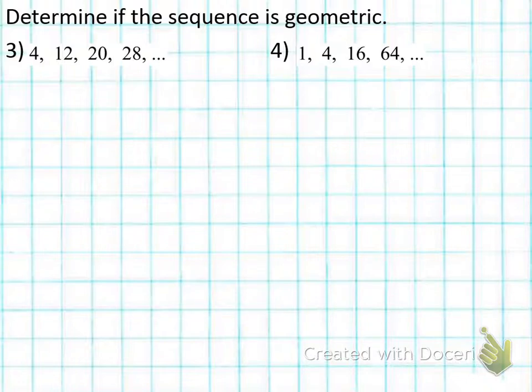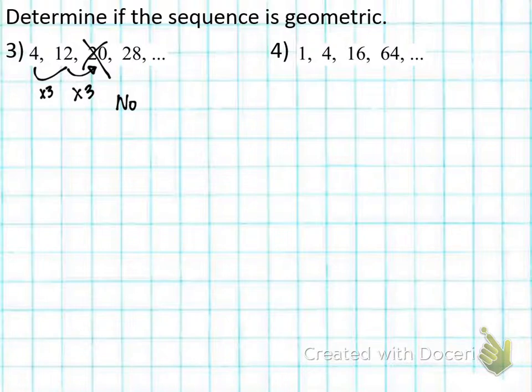Go. It's not a geometric sequence because we know that there is no common ratio here. Right? 4 times 3 is 12. So what's 12 times 3? I should really have 36 here, right? But I don't. I have 20. Okay, therefore it is not a geometric sequence. So no.